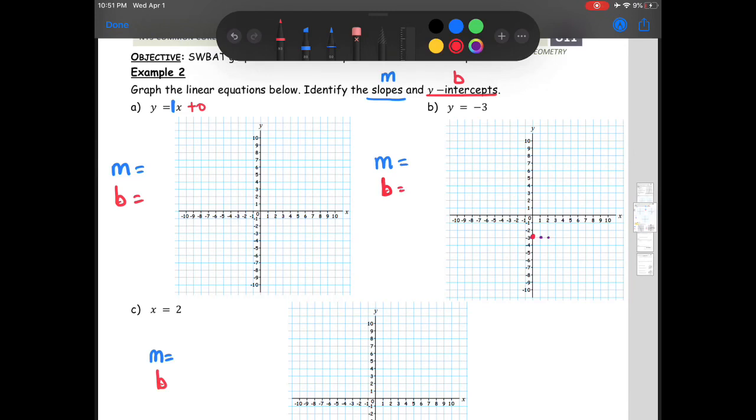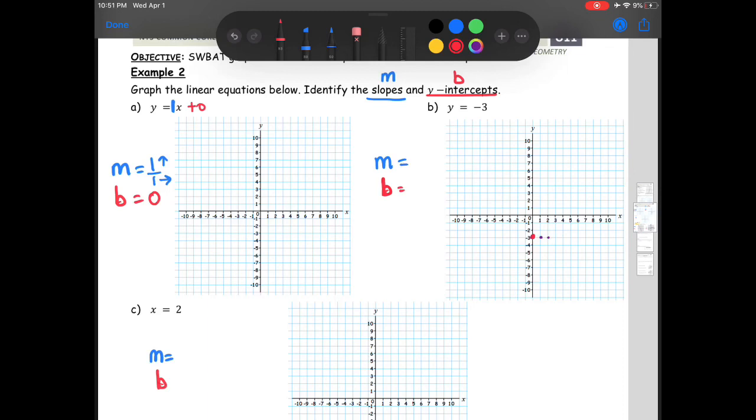So my slope is 1, right? Let's write it as a fraction, 1 over 1. So it's going to be up 1 over 1, right? If you want to put those arrows, those might help someone. And my y-intercept is what? 0. So now what did we say in the beginning of the lesson?